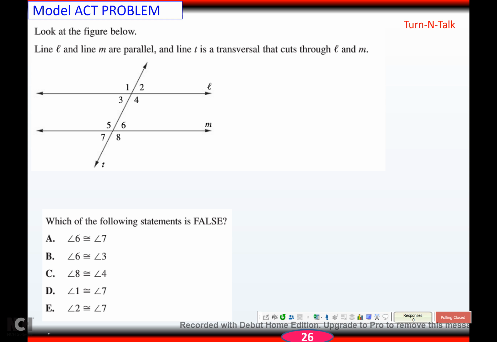Okay, so now it says, look at the figure below. Lines L and M are parallel, and line T is a transversal that cuts them. Now, it's very important that they disclose that those lines are parallel. You cannot assume that. If they don't say this, you cannot assume that those two lines are parallel. So try this one, hit pause, come back when you're ready.